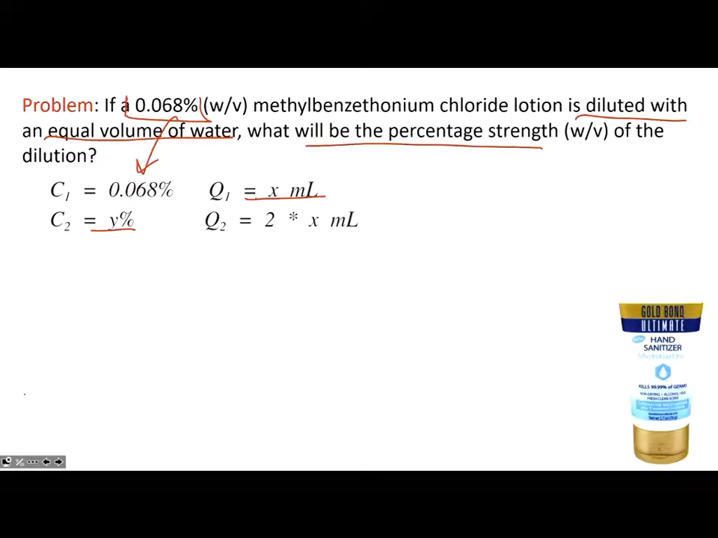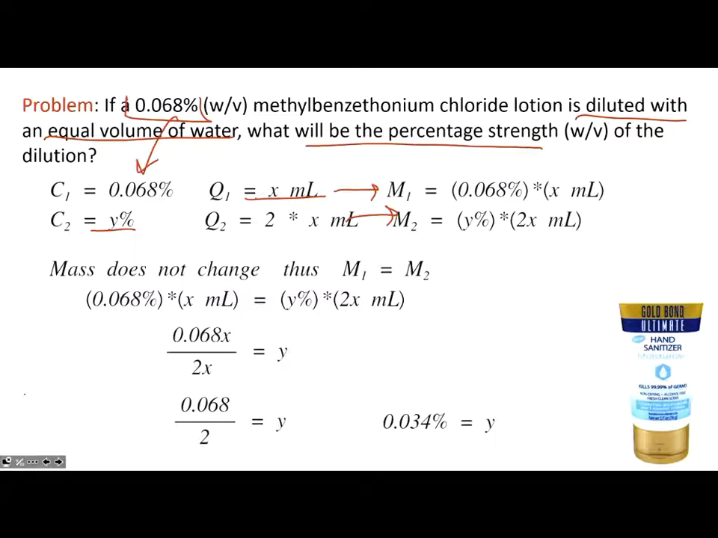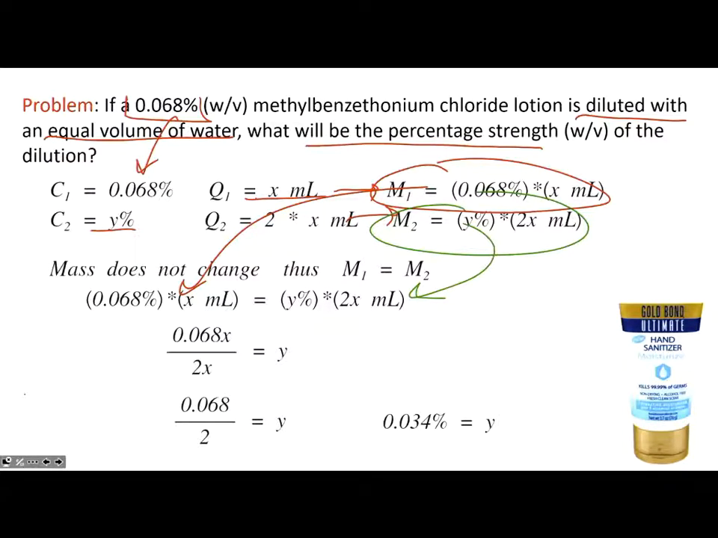All right? So let's do our M's. For the top one, M1 is going to be 0.068% times X, whereas my M2 will be Y% times 2X. All right? Once again, this is a dilution, so the mass of one equals the mass of the other, so I'll take my mass 1 down here, and I'll take my mass 2, bring it down over here, and just say that 0.068% times X equals Y% times 2X, and again, the percent and milliliters match. So I have 0.068X equals Y times 2X. All right? So let's just solve for that.